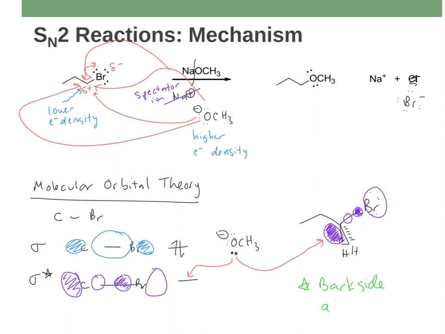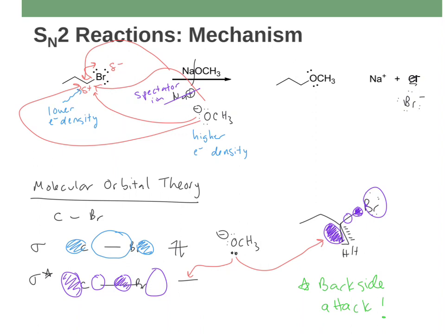So, backside attack. Your nucleophile is always going to attack from the opposite side of the leaving group, in this case bromine, but it could be chlorine, it could be some sulfonate ester we'll see later, could be iodine, whatever. It always comes from the back. And when it does that, it puts those electrons into the sigma star, which is an anti-bonding orbital.